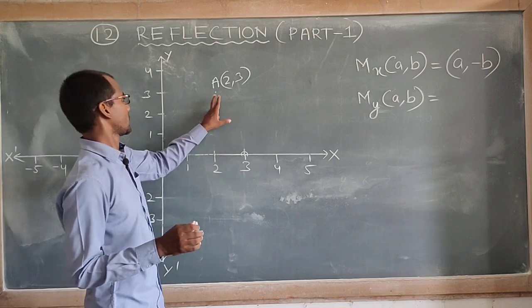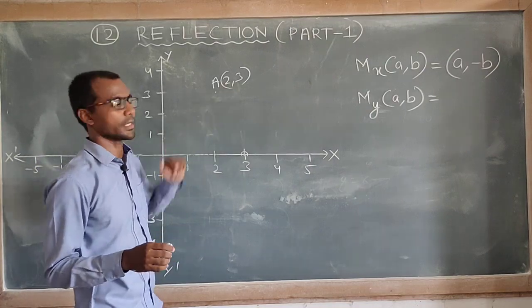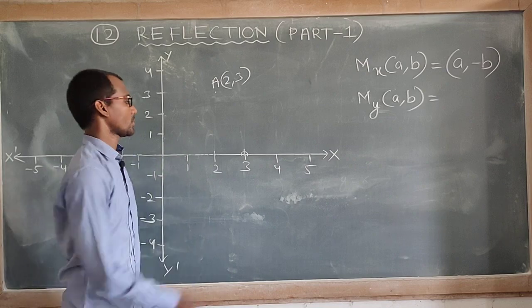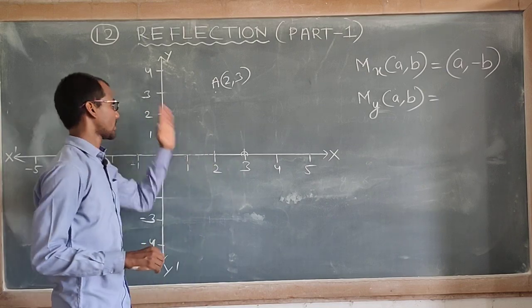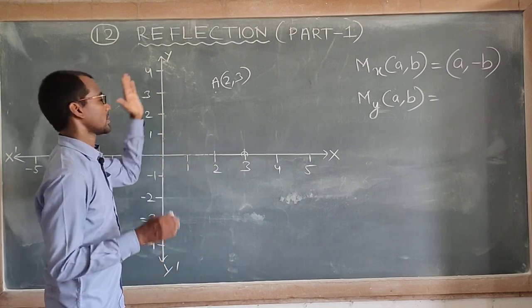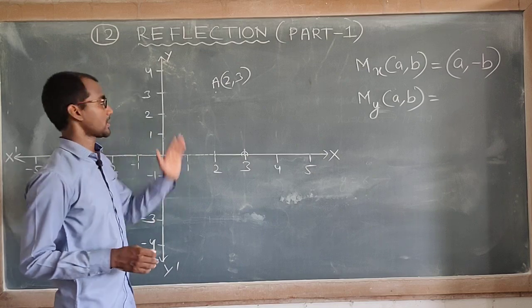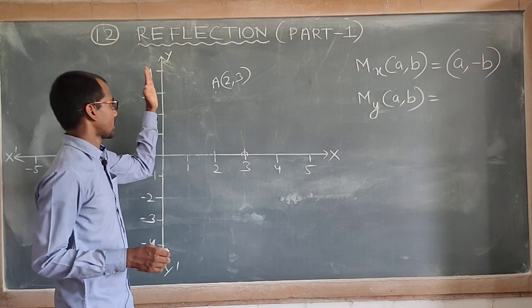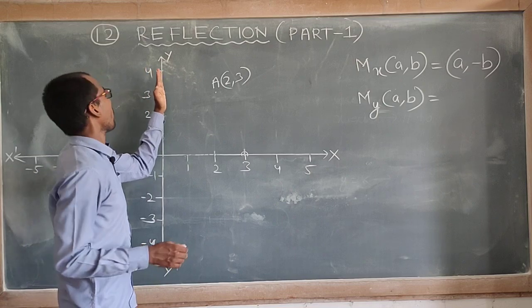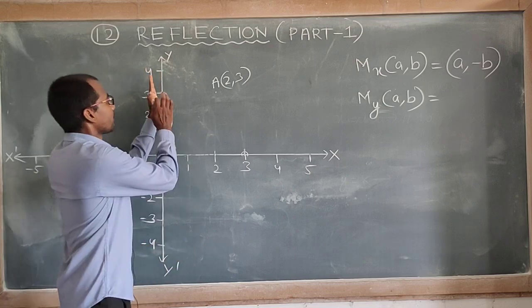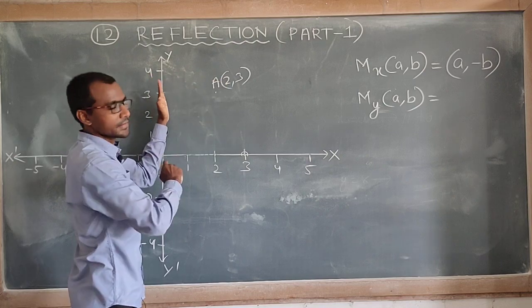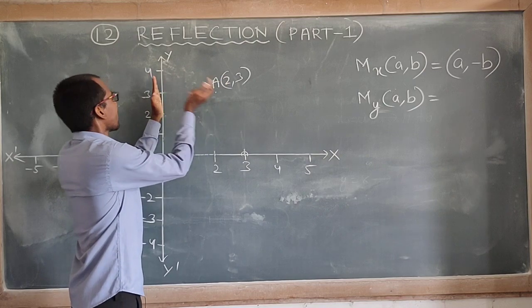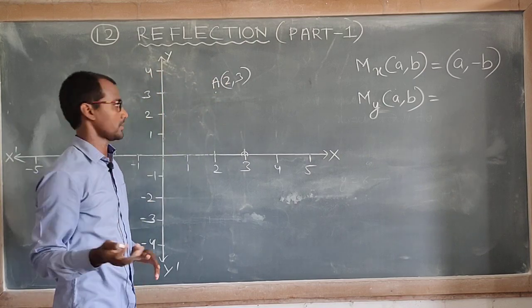Now let us reflect this point A, whose coordinates are 2 and 3, in the y-axis. So don't look at the x-axis now, look at the y-axis. Imagine that the y-axis is behaving as the mirror line. There is a mirror standing on the y-axis, its reflecting surface is towards A. So the image of A will be formed behind the mirror, obeying the laws of reflection.